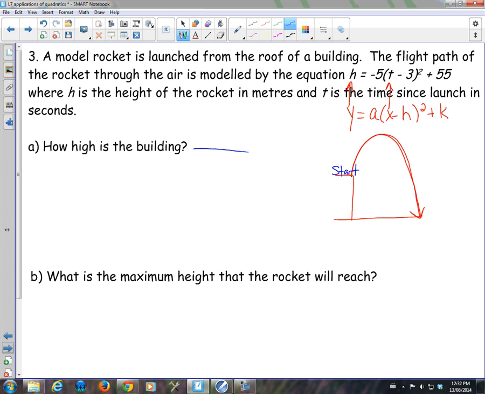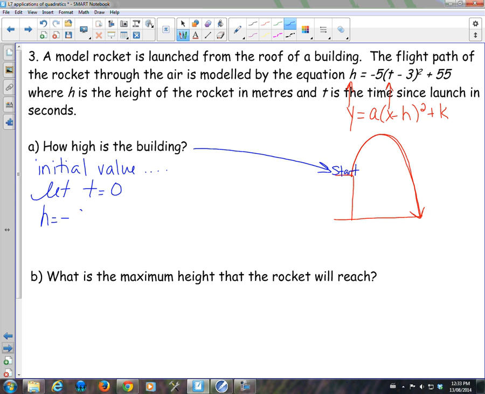How high is the building? Therefore, that is the start. Another word for start is initial. So we're looking for the initial value, which we just talked about. The initial value comes from the y-intercept, but we don't have a graph to look at to see where it crosses the y-axis, or setting x equals 0. There's no x, but that's okay, the t is the x. So we're going to put t equal to 0.